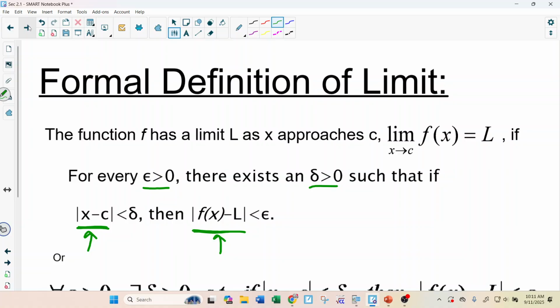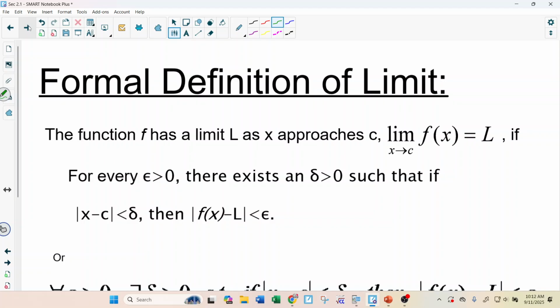And this is where we ended up yesterday. So our formal definition of a limit is, if we have the limit of f of x as x approaches c, the same idea. If this is true, for every epsilon greater than 0, there exists a delta greater than 0, such that if the absolute value of x minus c is less than delta, then the absolute value of f of x minus L is less than epsilon. What does that mean? Let's unpack that a little bit.